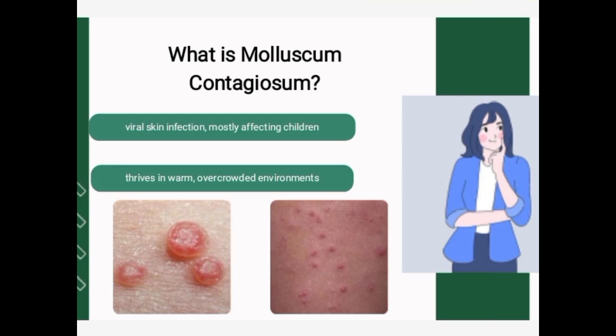So first, what is Molluscum contagiosum? Molluscum contagiosum is a viral skin infection mostly affecting children under 10 years old. It appears as localized clusters of small raised umbilicated bumps on the skin. This condition is more common in those with atopic dermatitis or a poor immune system, just like children. This disease thrives in warm, overcrowded environments.